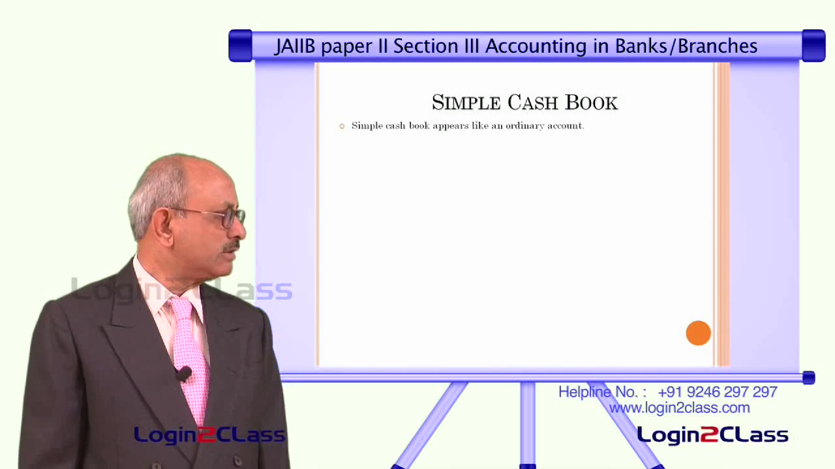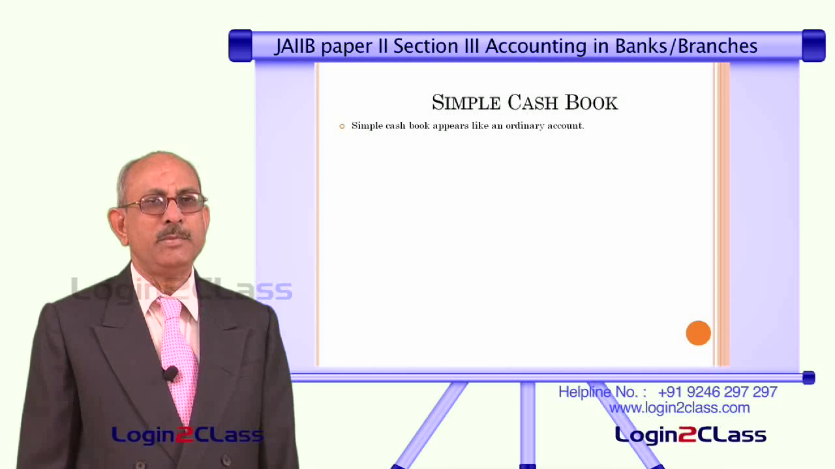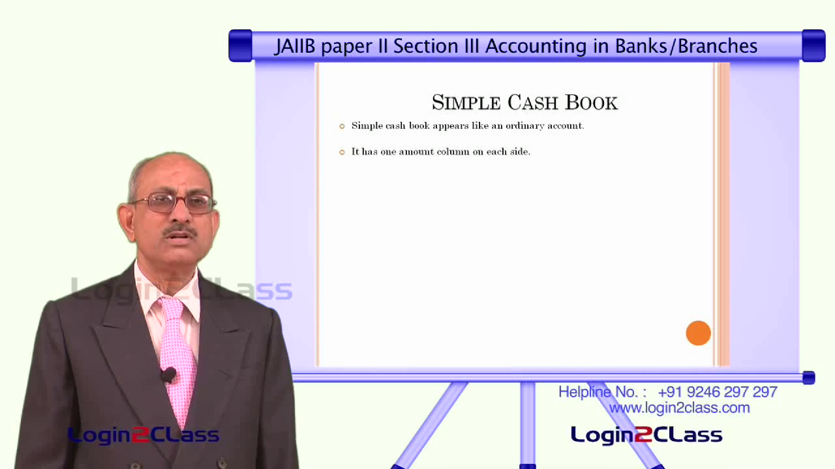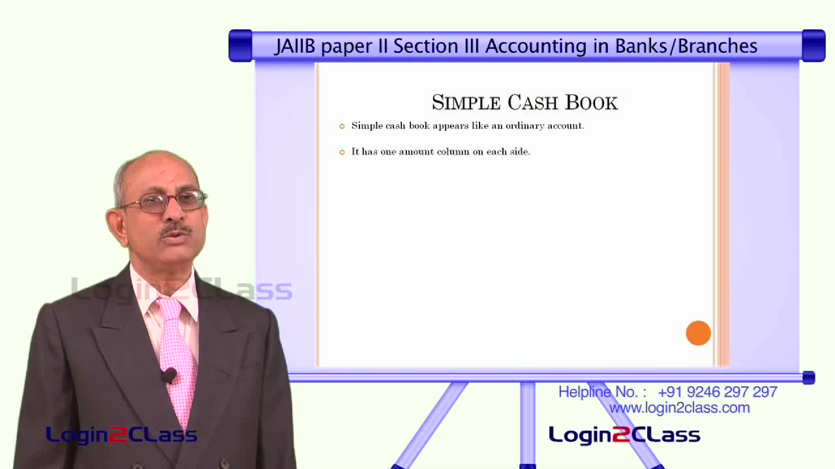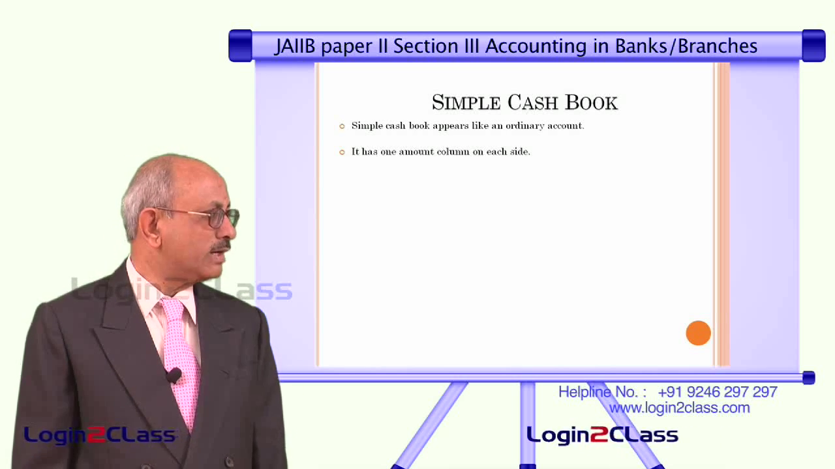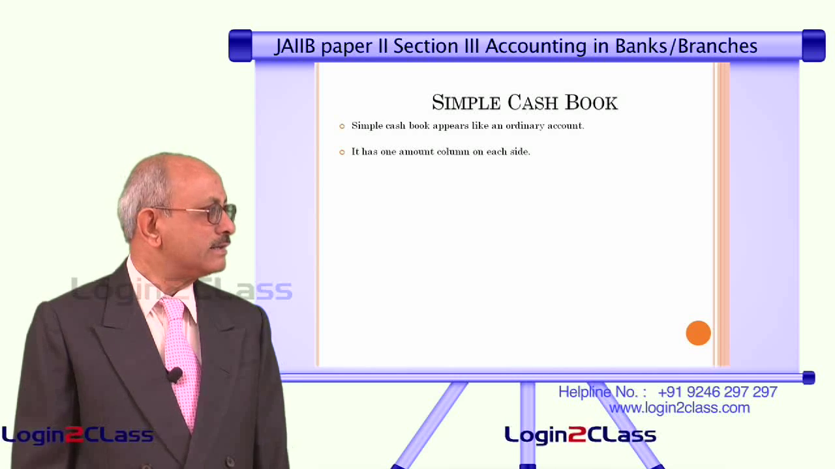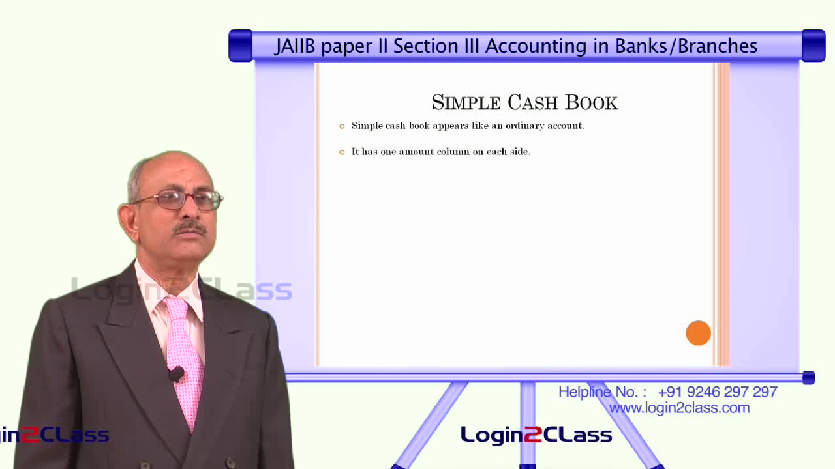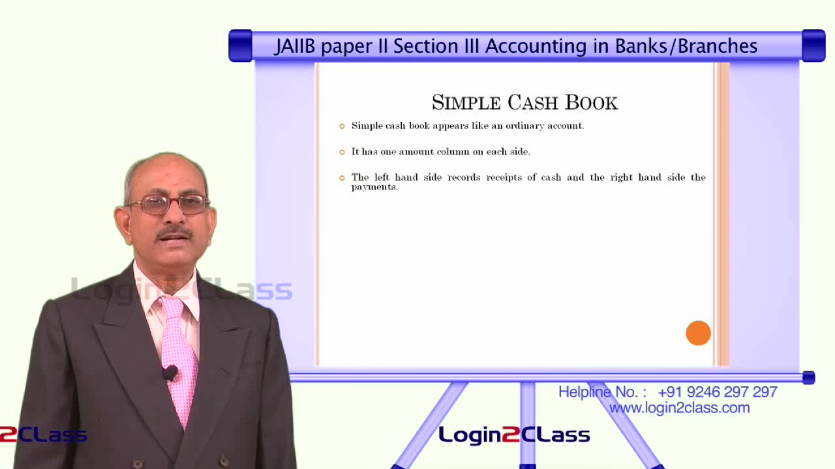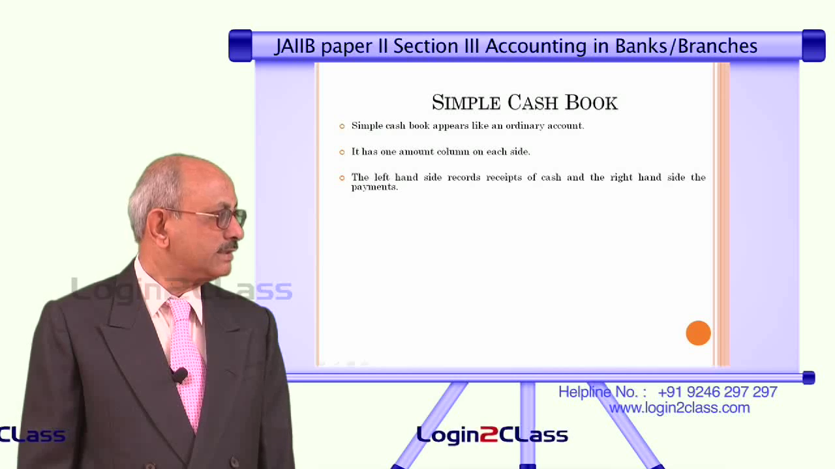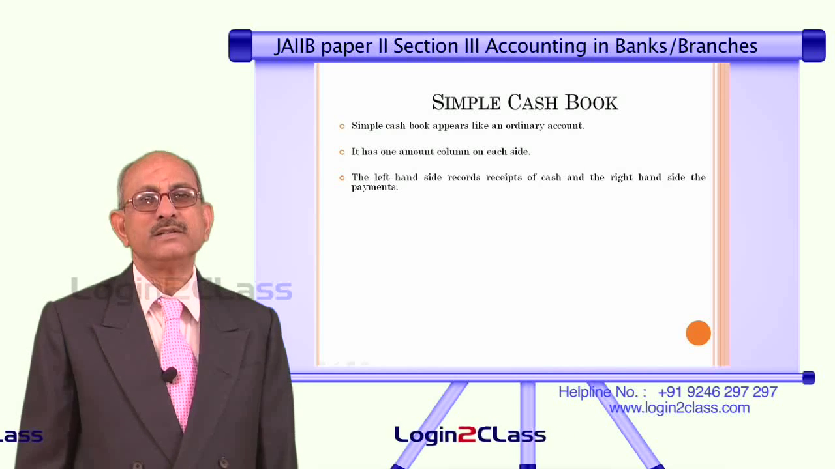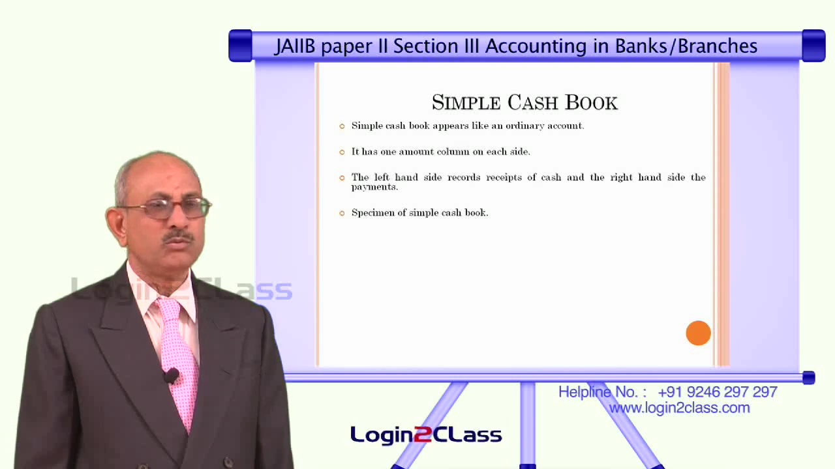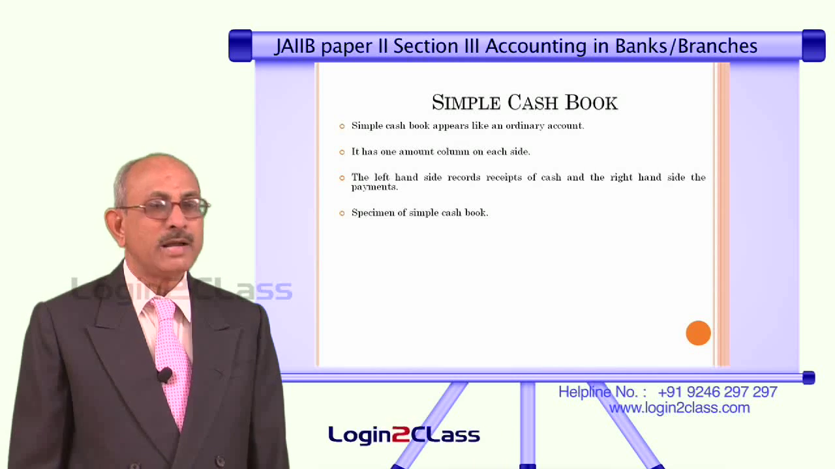Simple cash book is like an ordinary account. There will be debit on one side and credit on the other side. It has got one amount column on each side. That means actually there are 2 columns for amounts, one for debit, one for credit. It is called a single column or a simple cash book because there is one column on either side. The left hand side normally records the receipts of cash and the right hand side the payments in cash. So the specimen looks as one shown in the blackboard.